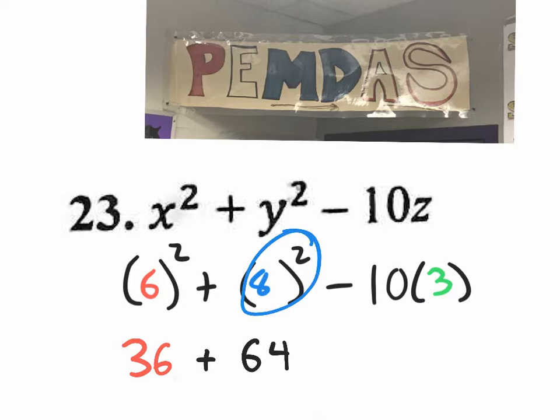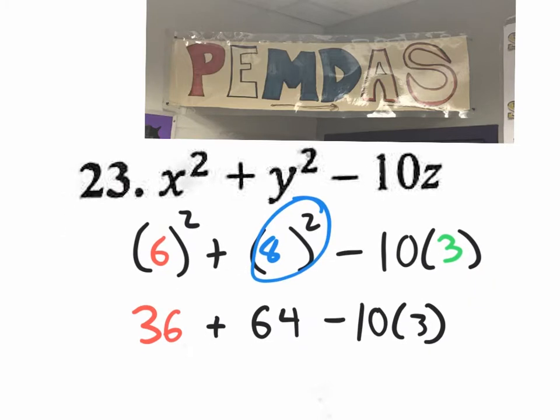And let me rewrite everything. I have a minus 10 times 3. So I do have addition, subtraction, and multiplication. What do we do first? Addition, subtraction, or multiplication? Multiplication. So 10 times 3 is 30. Let's bring down everything, including the signs.